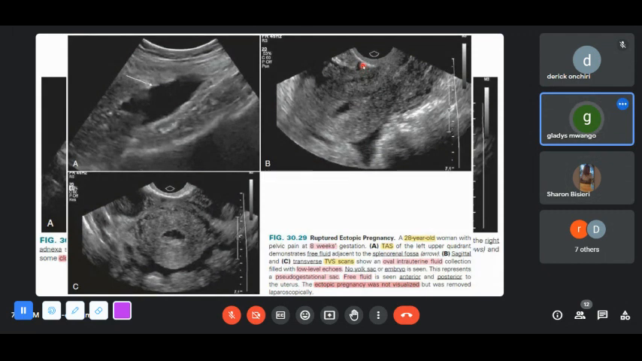The word collection, I don't know what it really means. Is it pus when you say collection, or do you mean fluid? I mean any type of fluid, could be blood, could be pus. Why don't you just call it free fluid? I can call it that. Yes, because collection sounds like it needs to be walled off.